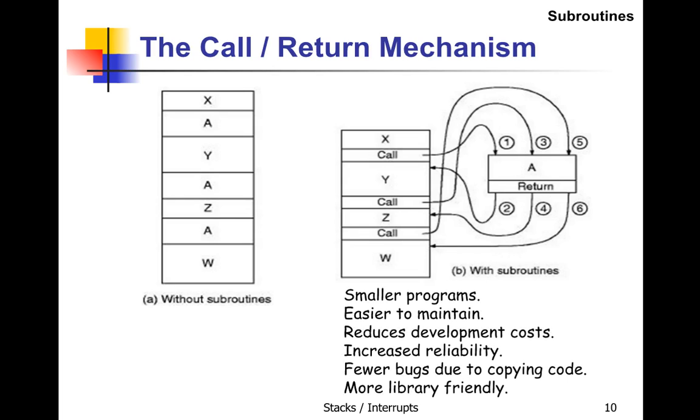So the advantages: smaller programs, easier to maintain, reduces development costs, increases reliability, which means there are fewer bugs due to copying code, and it's more library friendly. The advantages, on the other hand, without subroutines, is it's faster and less overhead.